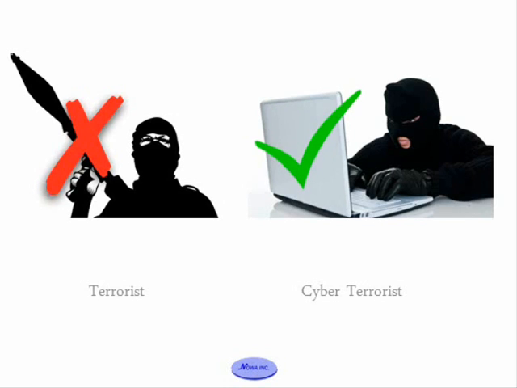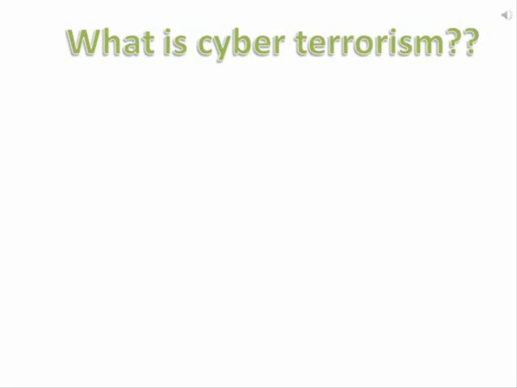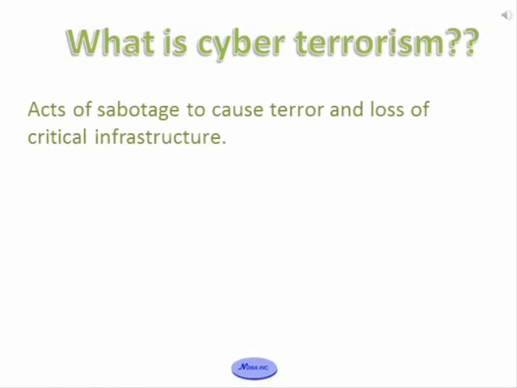information. Some may think that cyber terrorism and cyber attacks are the same, but there is a big difference between the two. Cyber terrorism is an act of sabotage that is carried out to cause terror and loss of critical infrastructure. Computers are used to store, process, and communicate information between groups of individuals. Computers are not the problem though. It's the people who manipulate them for cyber attacks.